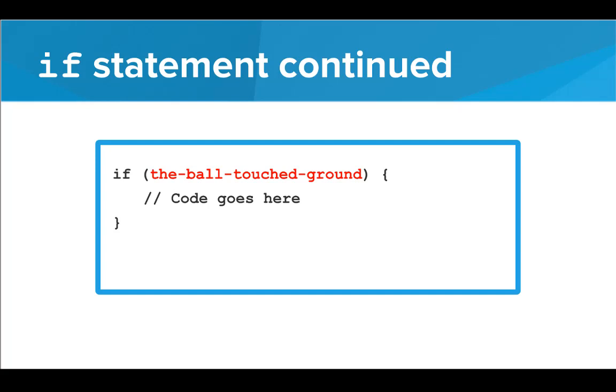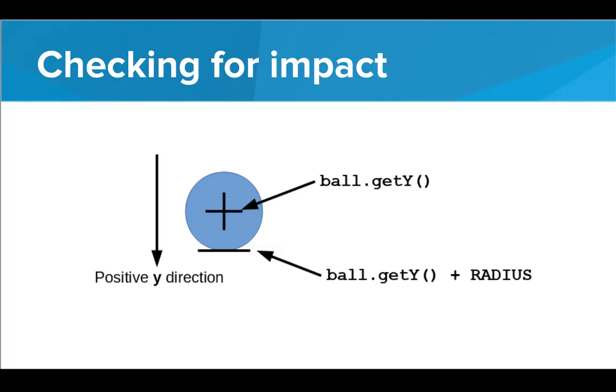Before we do that, we'll need to know which values we'll need to compare. First, let's figure out how to calculate the bottom edge of the ball's location. The function ball.getY will get us the ball's y location, which is in its center. If we add the radius to that value, that will give us the bottom edge of the ball. Remember that since the y position increases in the downward direction, we'll want to add the radius to the ball's y position instead of subtracting it.